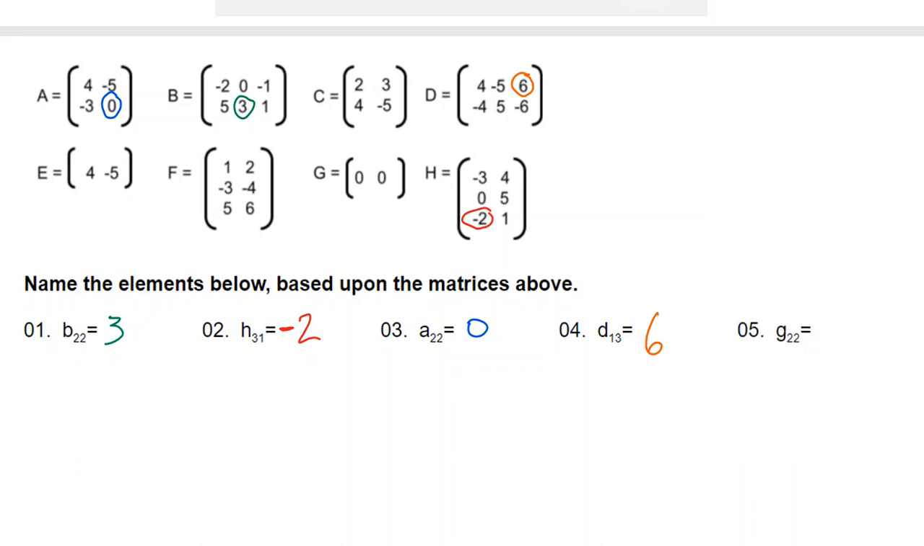And then G, row 2, column 2, there is no row 2. There's only one row. So this is going to be undefined because there's no such animal.